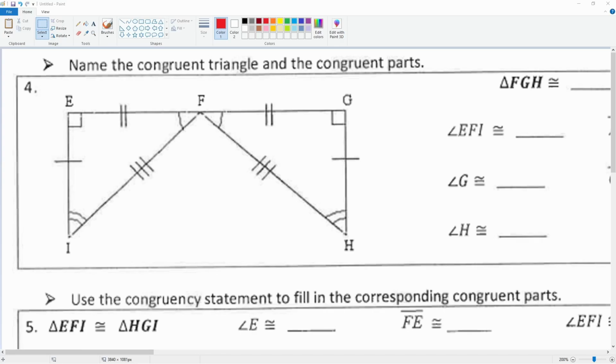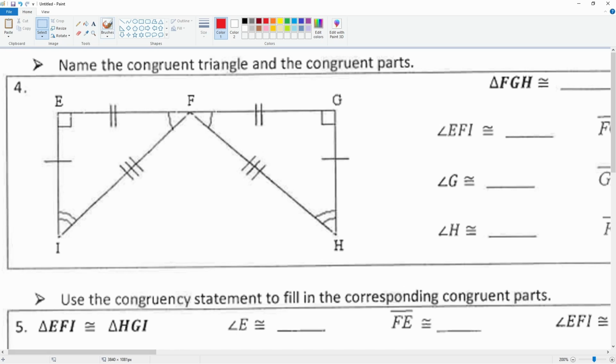Let's look at question 4 and 5. Let's write the congruency statement first. So triangle FGH is congruent to what? So F starts here, goes to the G. So F goes to G, then the G goes to the H.